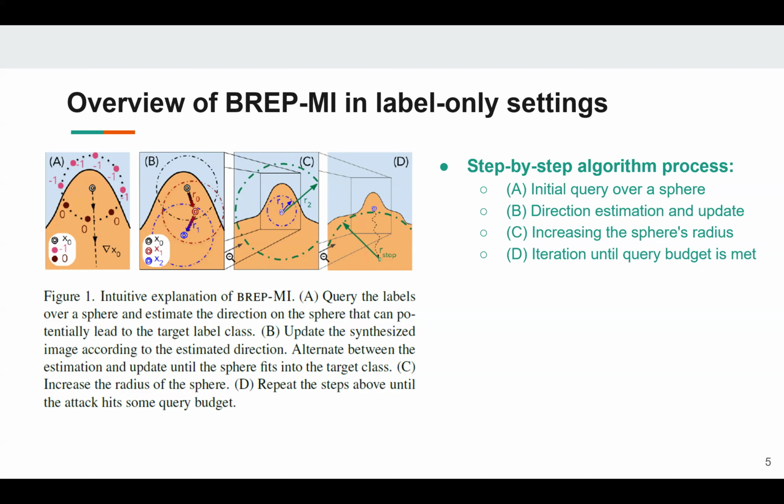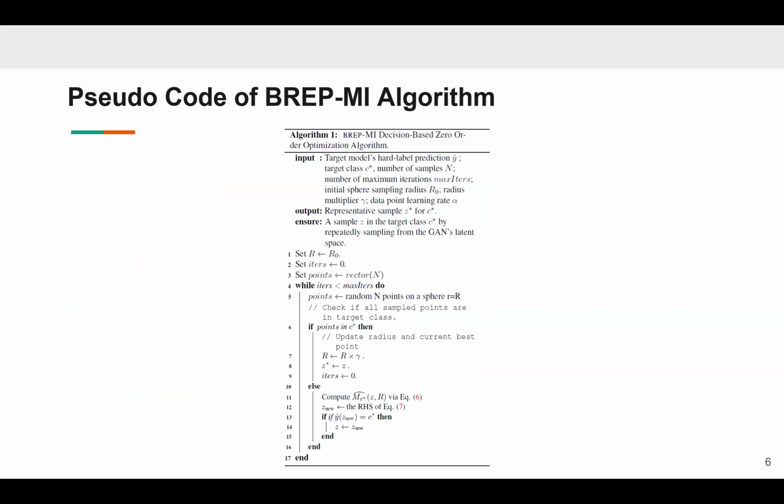So their research proves that for linear models, the direction estimated by their algorithm actually aligns with the actual gradient direction. And even for deep neural networks, they empirically show that their method can lead to successful attacks, outperforming existing black box approaches and rivaling white box methods.